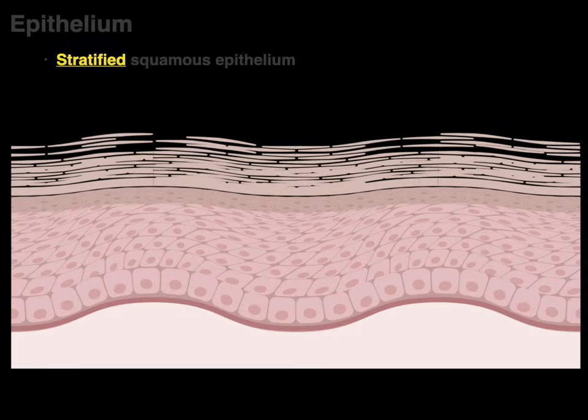The term stratified means more than one layer. More than one layer of cells like that, and only one layer touching the basement membrane. Squamous, because of cells that are flat. You're like, wait, those cells aren't flat. Those are square. Stratified epithelium is named for the apical layer of cells, and you'll notice those are flat. And this is epithelium.